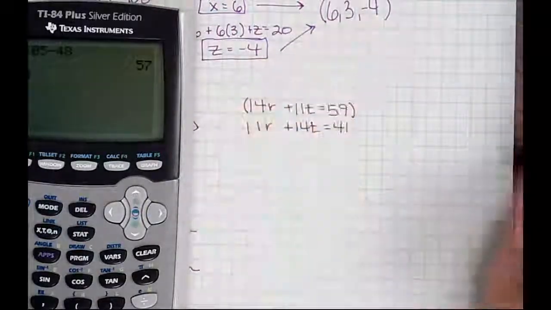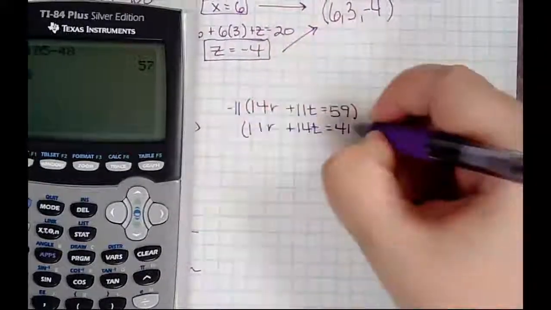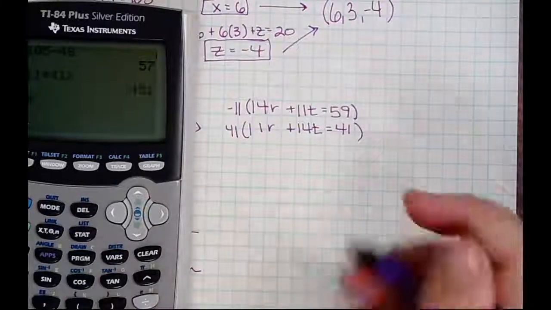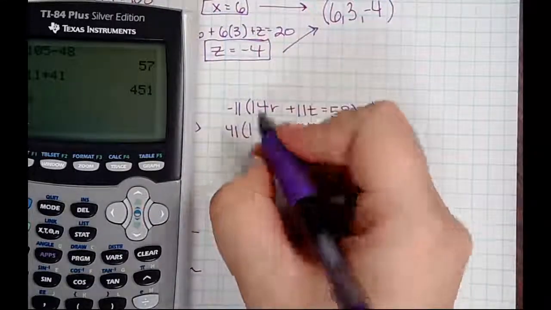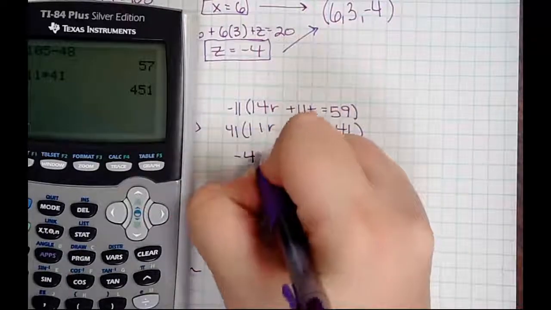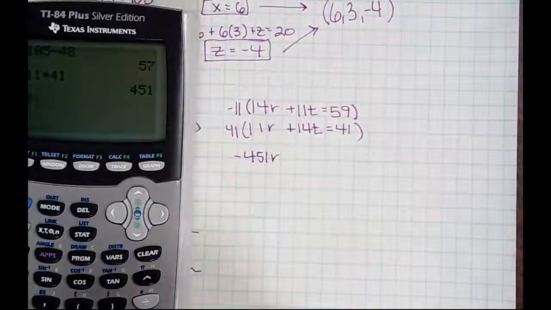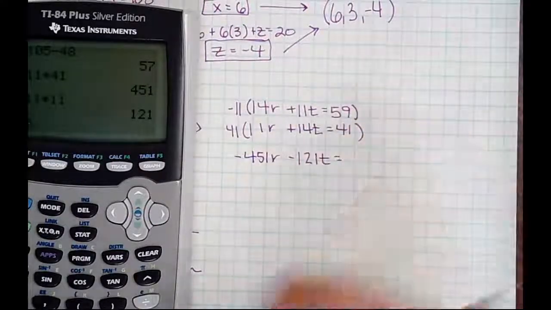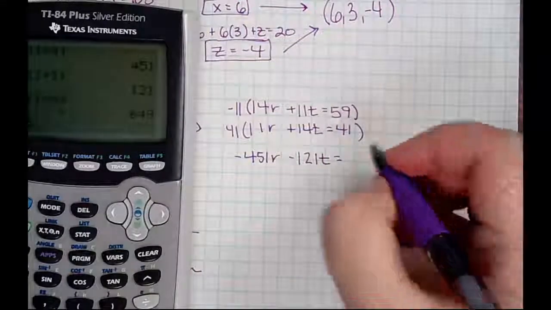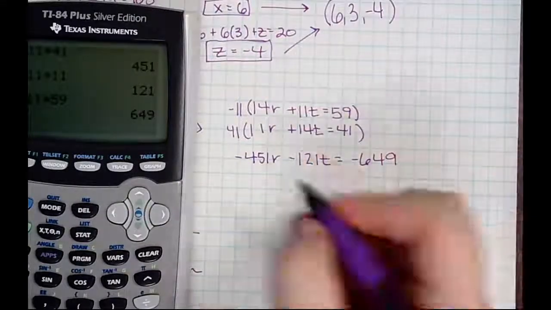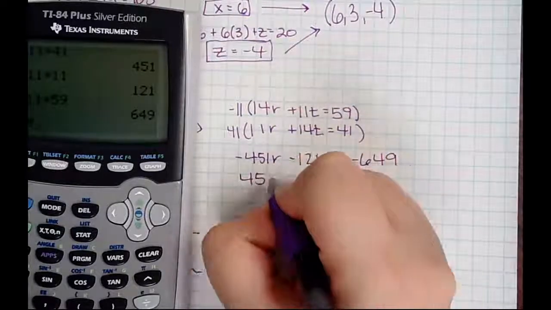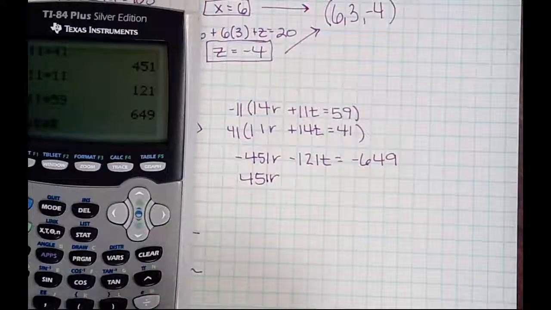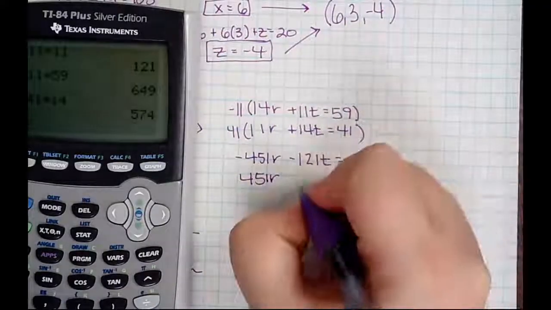So we have negative 11 times 41. The nice thing is once you've done it once, you've kind of done it enough. So negative 451r, and then 11 times 11 is 121. Yep. Negative 121t, 11 times 59, negative 649. Then we've got positive 451r, 41 times 14, positive 574t, and 41 times 41.